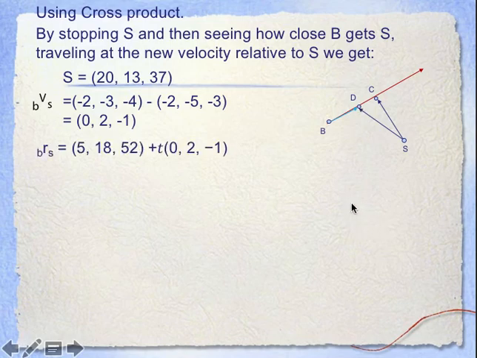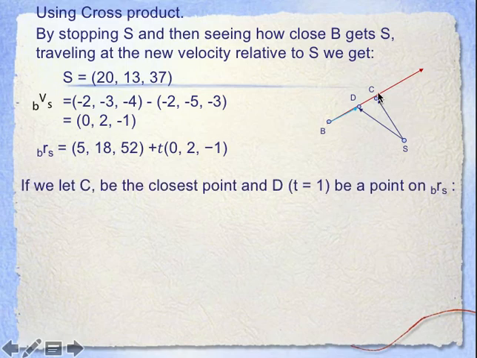So B relative to S is going to be that starting position plus some multiple. So the Baron's starting position plus some multiple. So that diagram we looked at originally. Again, we know C is going to be the perpendicular, the closest point, and D is just any point along that journey that the Baron is travelling.